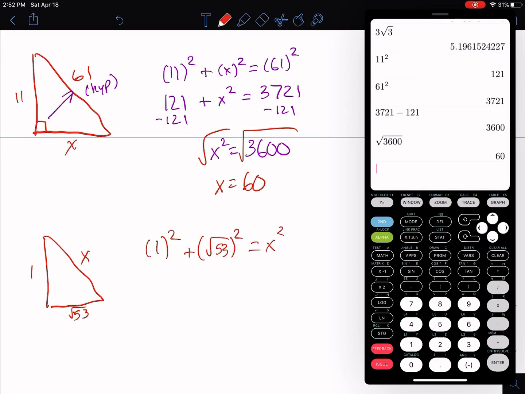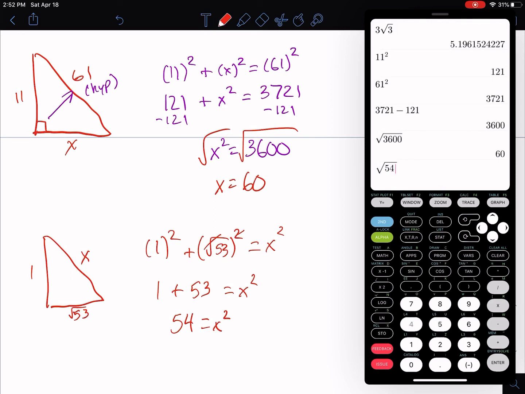Okay, so with this here, the 1 squared is just 1. The radical 53 squared, the squared and the radical cancel out, and I just get 53, and that's equal to x squared. So I get 54 is equal to x squared. Try it. See if the square root of 54 works. If it does, great. If it doesn't, okay, we'll move on. So I get my decimal, and that doesn't work.